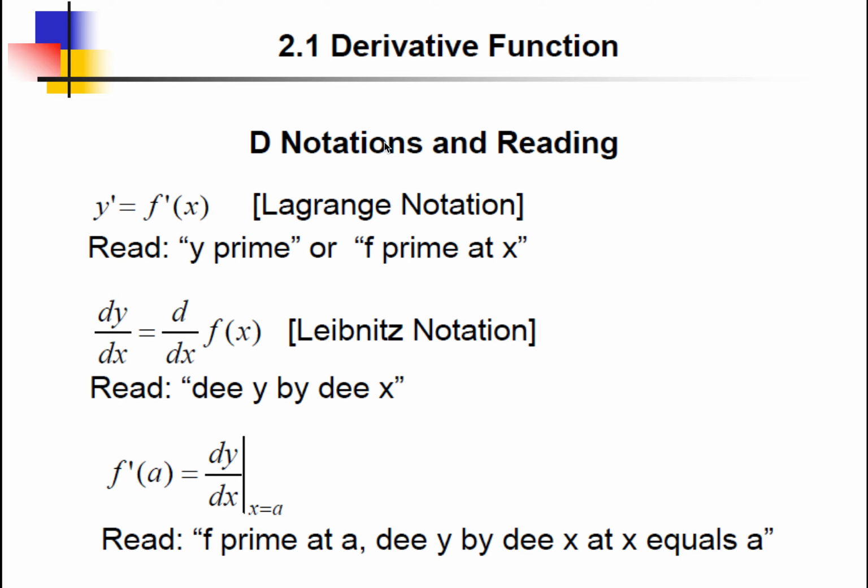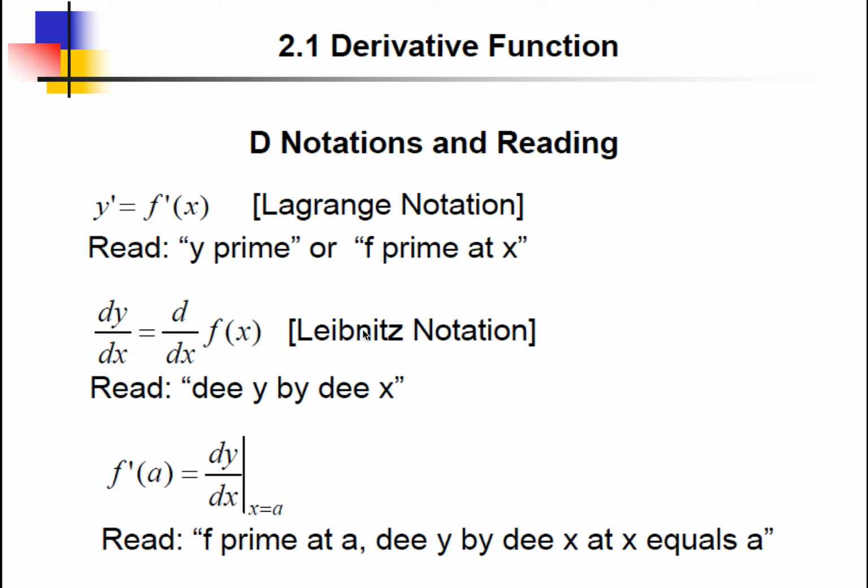How do we notate a derivative function? We have two types of notations, and both of them are of equal importance. For convenience reasons, we use this notation. If y equals f of x is the function, then y prime is the derivative, equals f prime of x. This is called Lagrange notation. So that's how we read it: y prime or f prime of x.